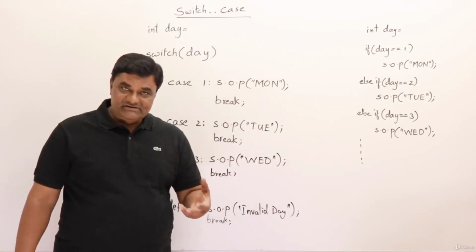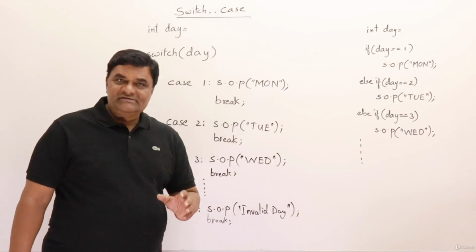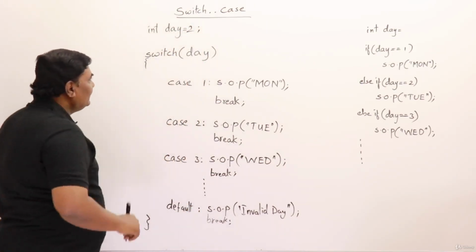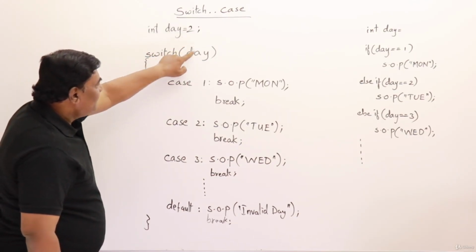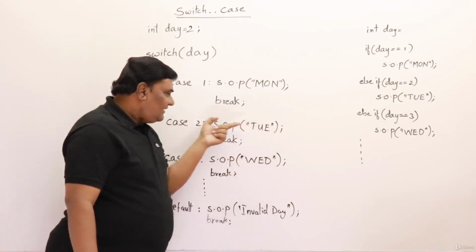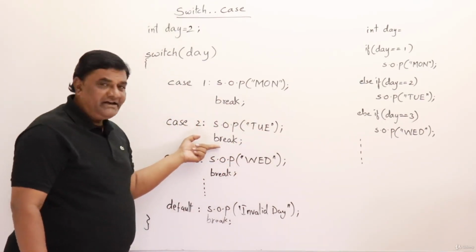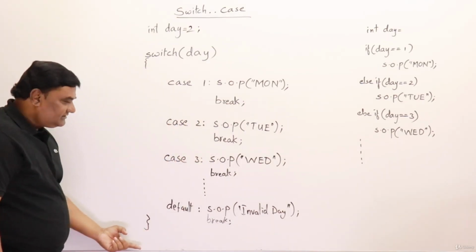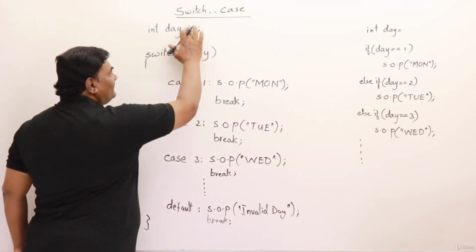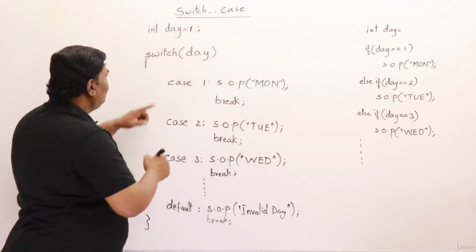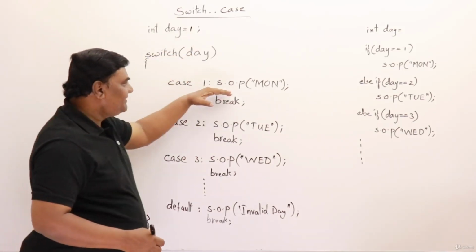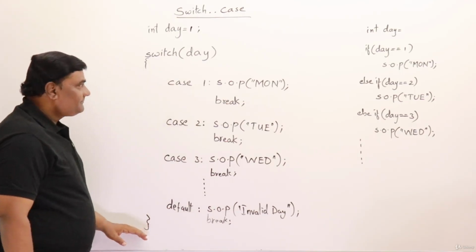Now let us see how it works. It works depending on the value of a variable. Suppose the value of the variable is 2 here, then switch day value is 2. So directly it will jump to case 2 and execute the statements. Next it will print Tuesday and next is break. So it will come out of this switch. Whatever the number is, it will go to that particular case. If I give the number as 1, then switch day value is 1. So directly it will jump to case 1 and it will print Monday. Break means it will come out here.